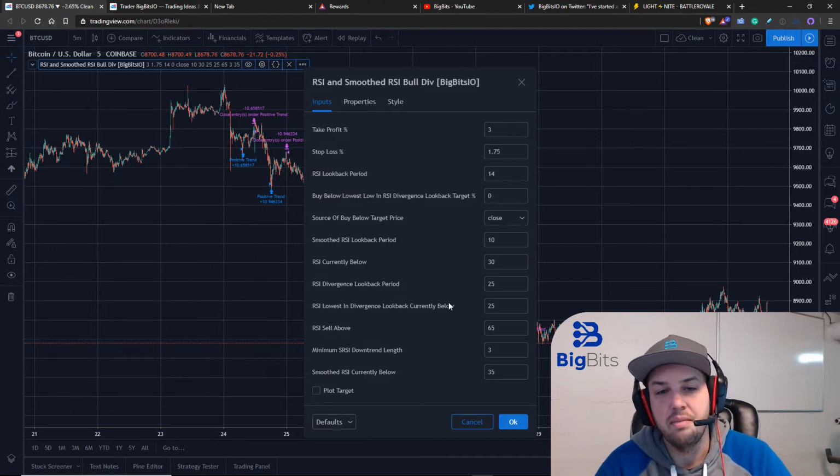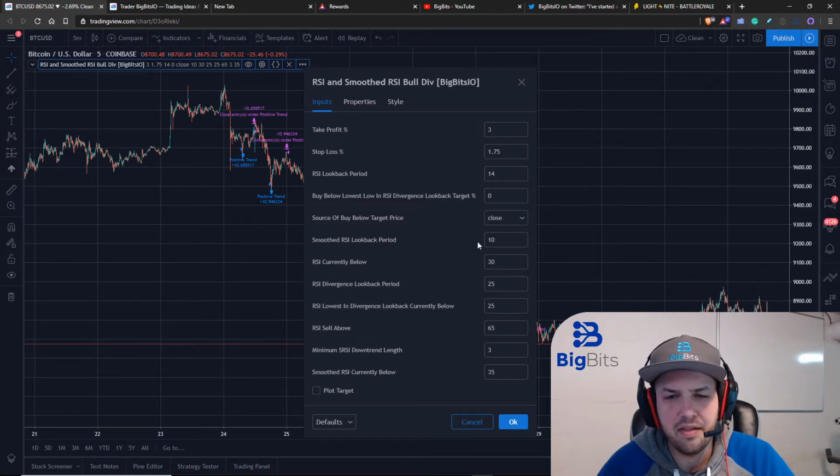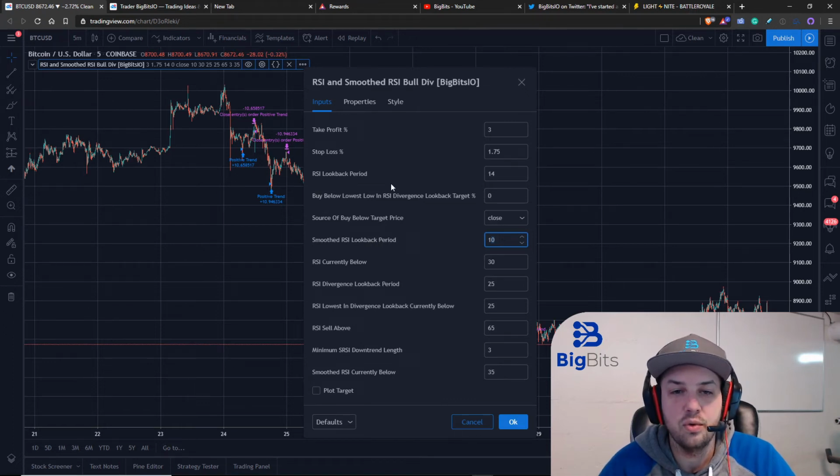So that's looking back into the past for the RSI, the lowest RSI in that period. I think I said 10 before. That's actually the smooth RSI look back period. So this is a moving average. This uses the whole moving average. It's kind of hard coded in there. We can't change that moving average right now, but you can change the period of that whole moving average for the RSI there. My apologies. I think I messed up on that a little bit earlier.